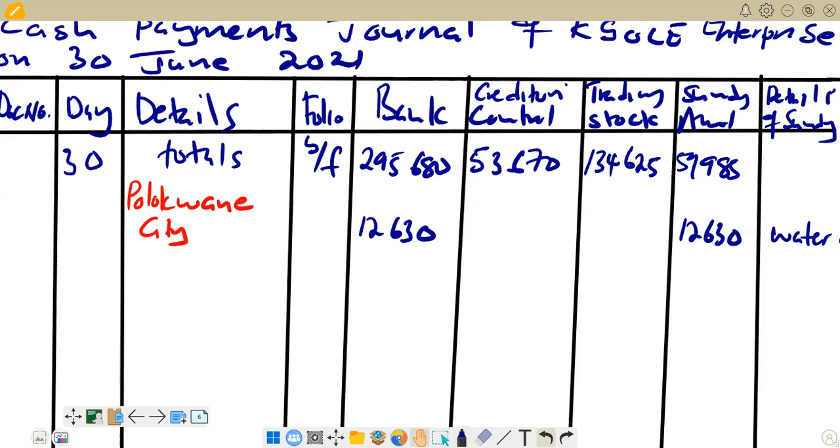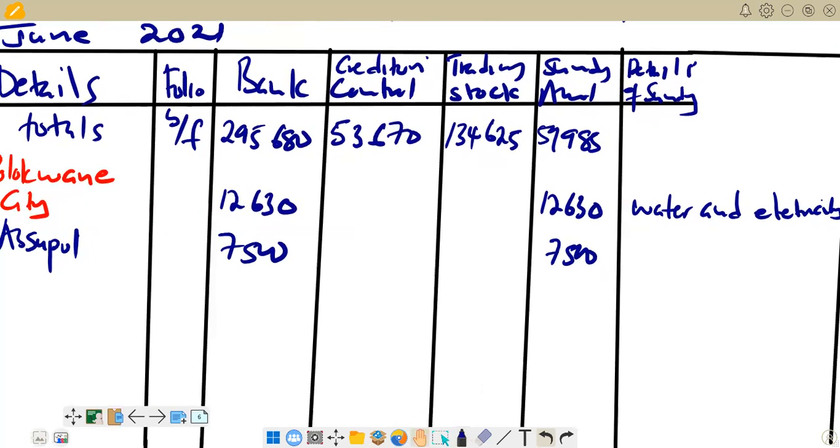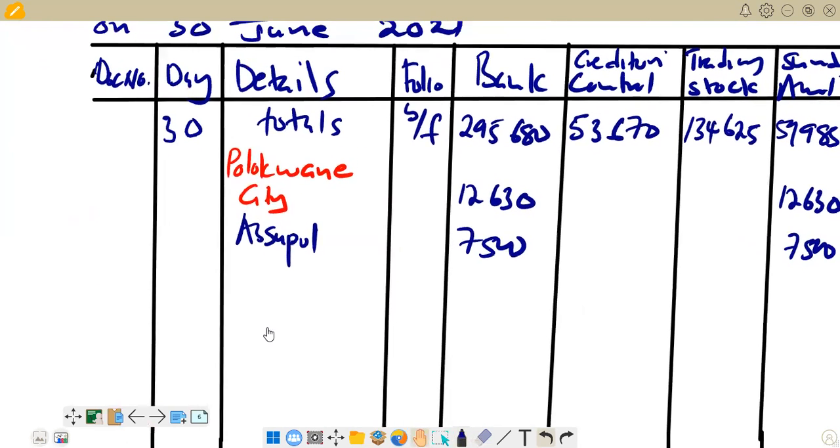So here, the payee is ASPO. So we are saying ASPO. And the amount that you are paying is 7,500. And also we check whether it is affecting creditors control or trading stock. We see that it's not affecting, so we put it under sundry. So 7,500. And also we give the description. Remember, this is insurance. So here we are saying insurance. Right, so we go to the next one.